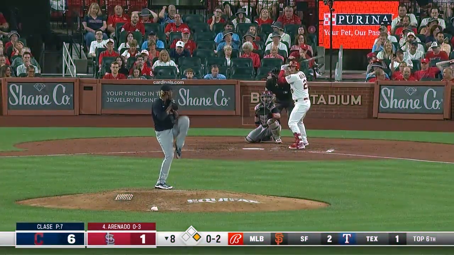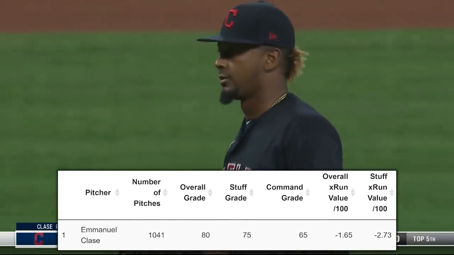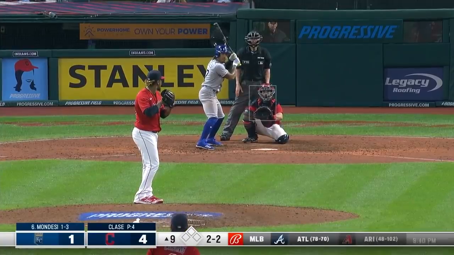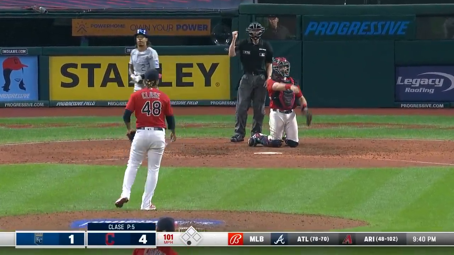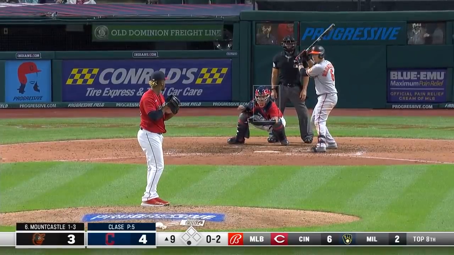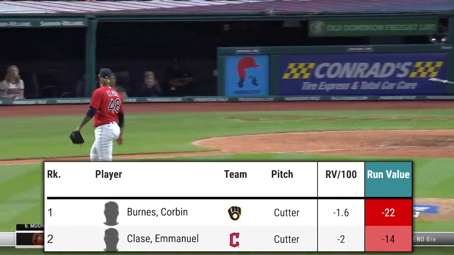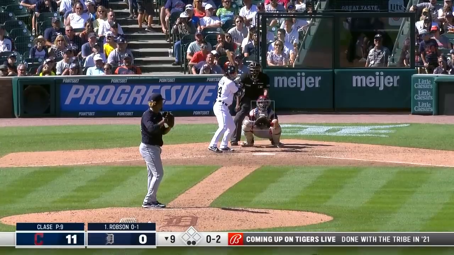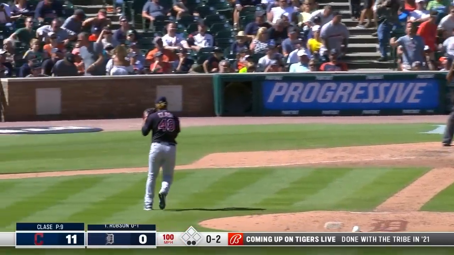The best expected run value of 2021 belonged to Emmanuel Clase, and that shouldn't come as a surprise if you're familiar with him. He's dominated the league the last 2 seasons with his Mariano Rivera-esque 100-mile-per-hour cutter. His negative 14 run value on that cutter was second in MLB only to National League Cy Young Award winner Corbin Burnes. His stuff grade was a 75 and his command grade was a 65, both extremely elite marks.